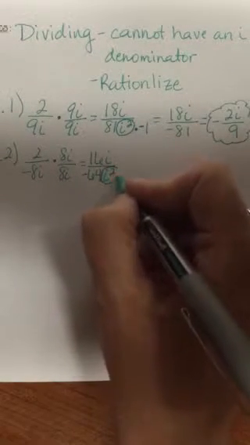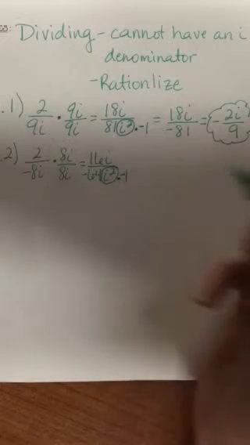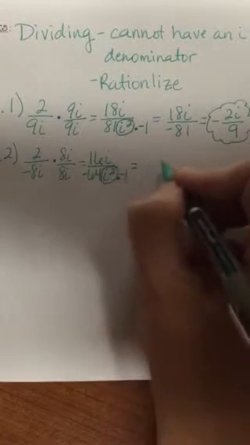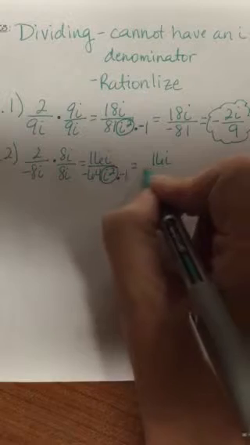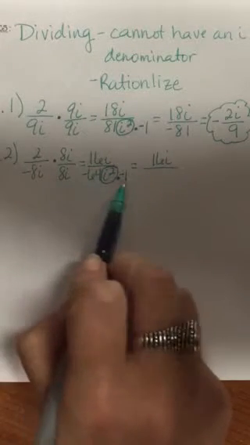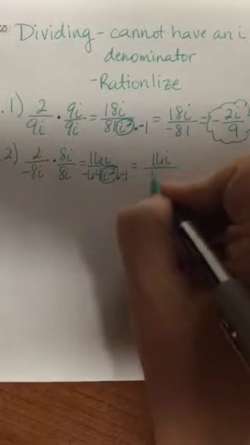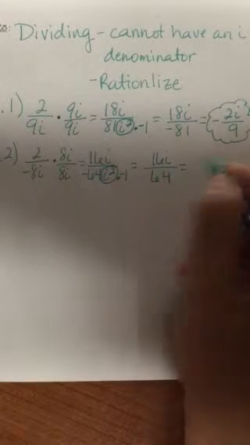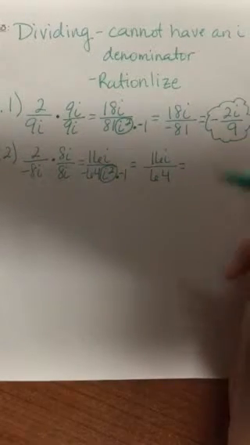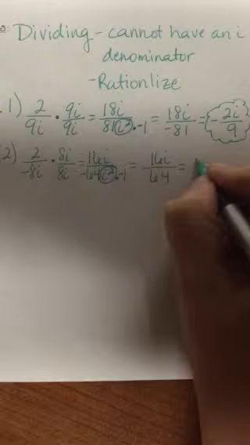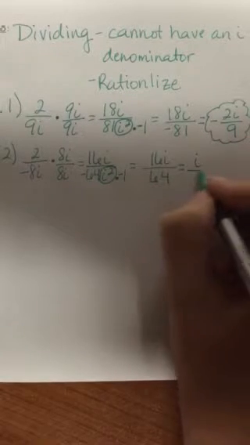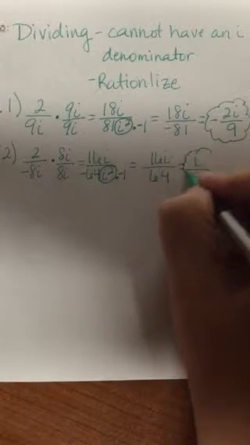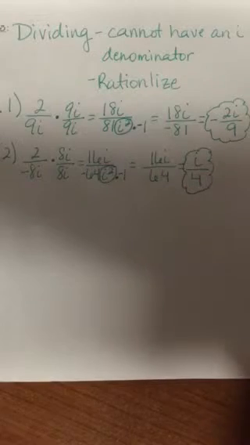So we do the same thing as we did in the first one. I squared is actually -1, so we're multiplying by -1. So on top we have 16i. On the bottom we have -64 times -1, which is +64. 16 will go into both of these, so we end up with i over 4. Okay?